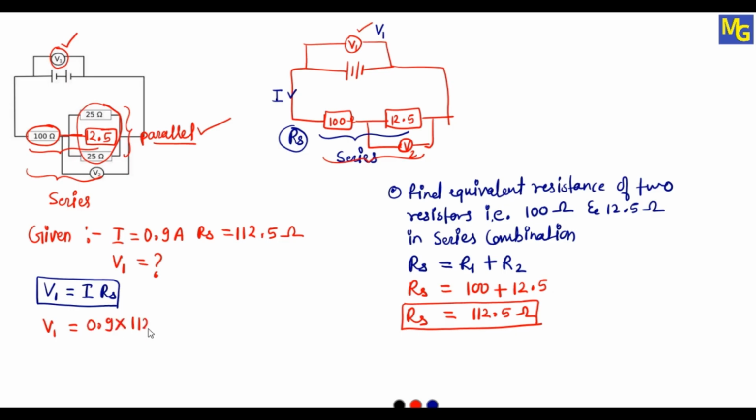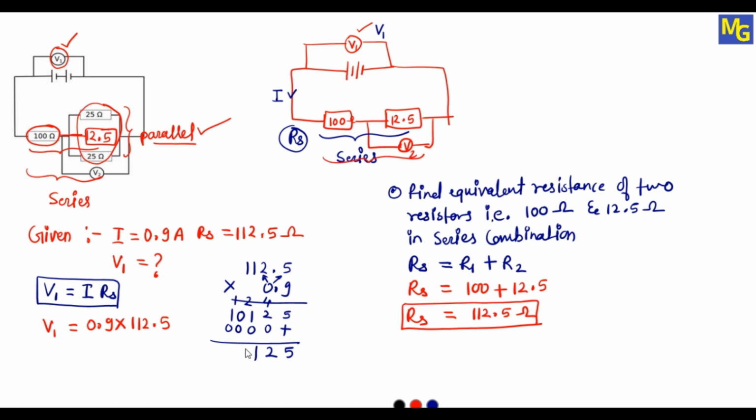So substitute the values. V1 is equals to 0.9 into 112.5. Now we have to do the multiplication of this. See here, 112.5 into 0.9. First we will multiply by 9: 9 fives are 45, so 5, carry 4; 9 twos are 18, and this is 22, so 2 and 2; 9 ones are 9, 10, 11; then 9 ones are 9, and this one will be 10. Plus, if you multiply with this 0, you will get 0 only. So I'll write 0, 0 and 0. Now write down 5, 2, 1, 0 and 1.